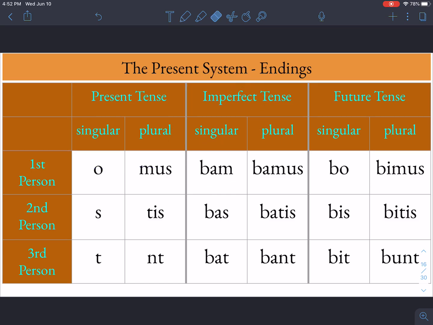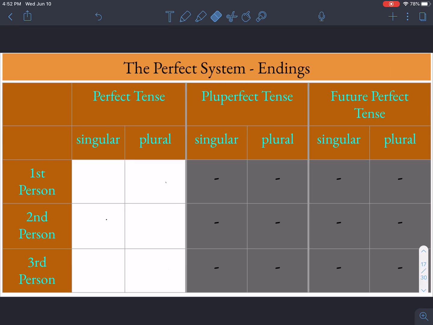Now, let's go over the perfect system. That's a separate verb system, and that, remember, includes the tenses of the perfect, the pluperfect, and the future perfect. The endings for those are a little bit different. They're i, isti, it, imus, istis, and erunt.